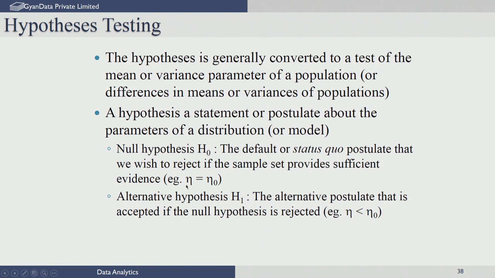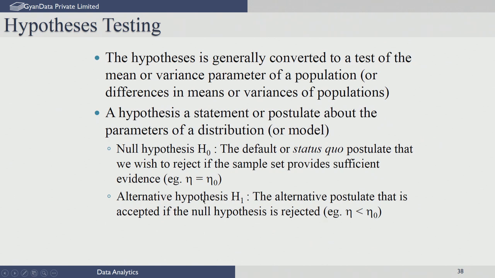Example, you want to convert this statement into a parameter called eta, whether this efficiency eta, let us say of the pump, is equal to eta naught, its original value. If you have performance data that you collect, then based on the data you want to reject whether this efficiency at current time is different from its original value eta naught. If there is evidence, you will reject this hypothesis in favor of the alternative hypothesis, which is essentially saying that the pump efficiency in this case is less than eta naught. So, this is called the alternate hypothesis.